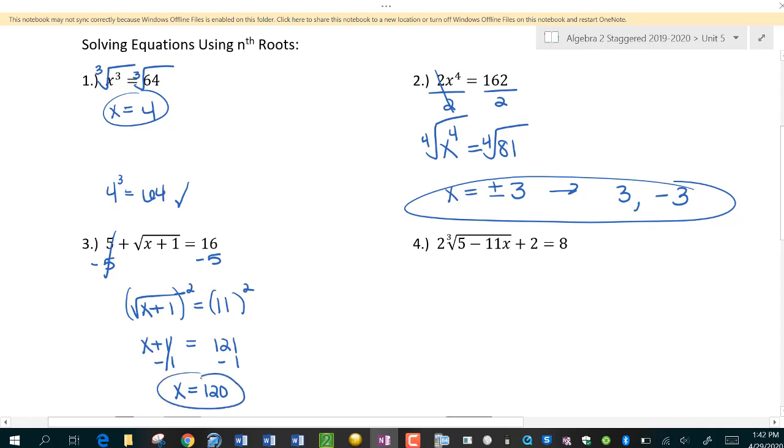Likewise for number 4, I'm going to isolate as much as possible. So when you're isolating, you want to slowly work in on your variable. So since I have 2 times the cubed root of 5 minus 11x plus 2, I'm going to start by subtracting 2 from both sides. And then I'm going to divide both sides by 2.